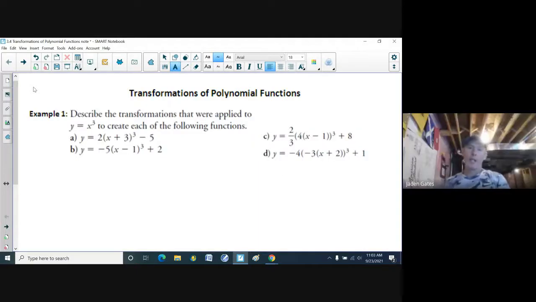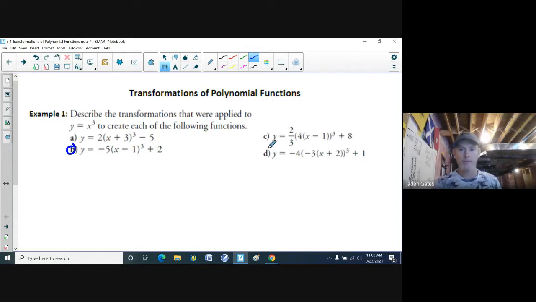All right, so like I said in the last unit, the last section of our course, we looked at transformations of functions, just any general function. Now we're going to get specifically into the transformations of polynomial functions. What I'm going to do here is a little recap of what we went through before. So I'm going to do B and D here.